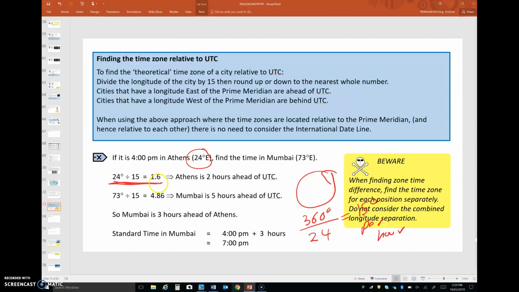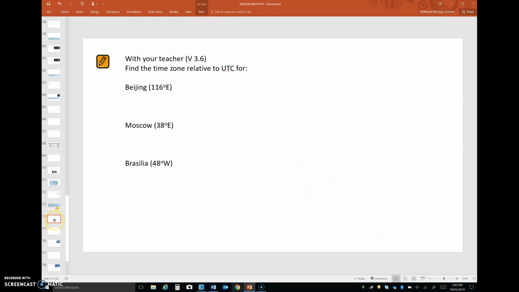Now you see that after that, we round to the nearest whole number. So Athens is 2 hours. 1.6 is closest to 2. Whereas Mumbai, 73 degrees, divided by 15 is 4.86. That rounds to 5 hours ahead. Okay, let's do some quick calculations. You might want to pause the video and do these yourself and then check your answers against mine.